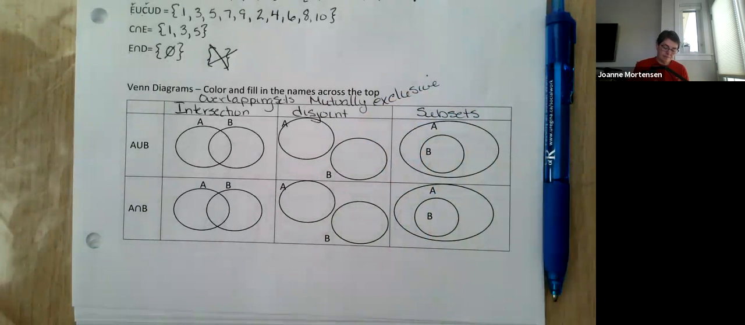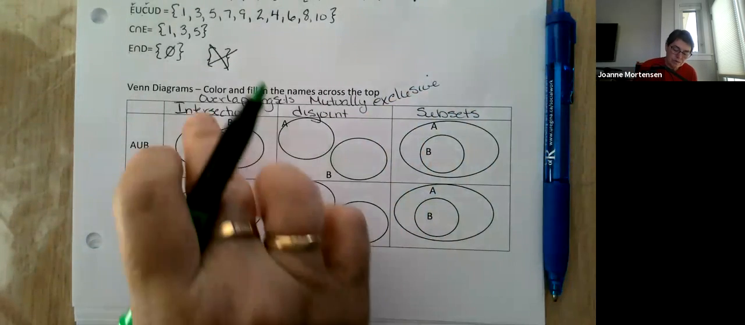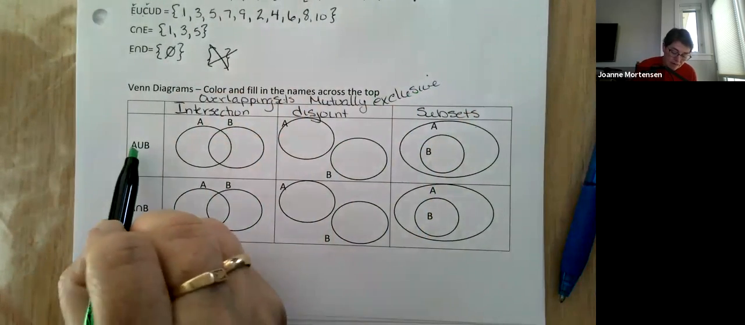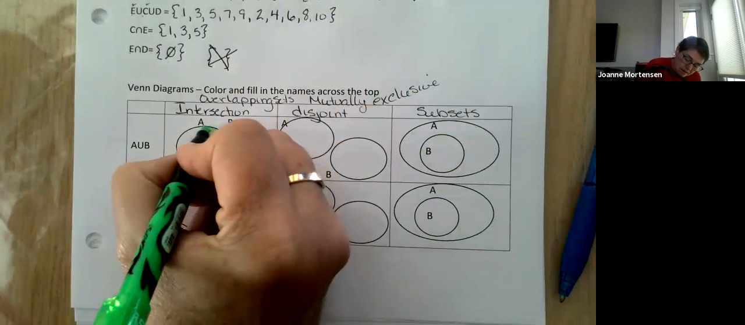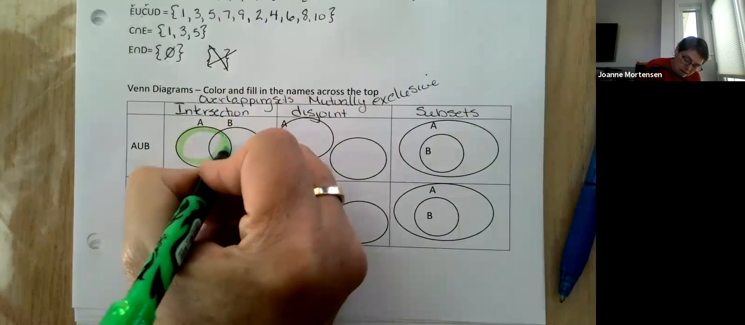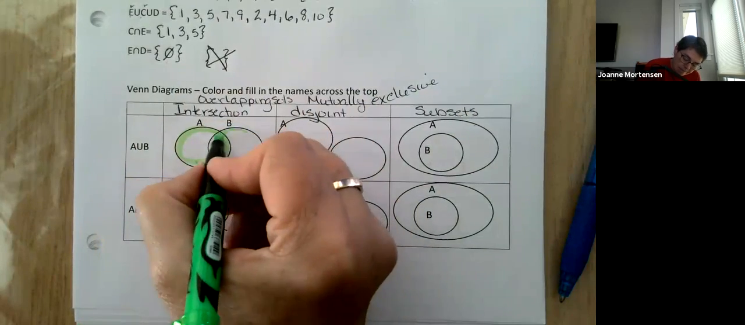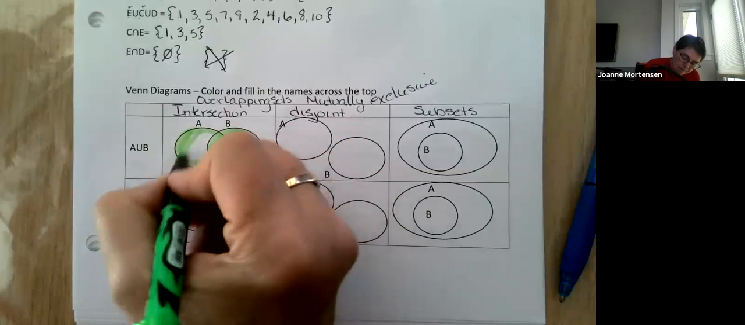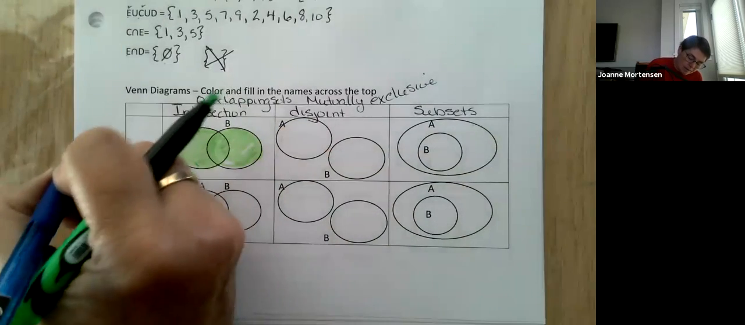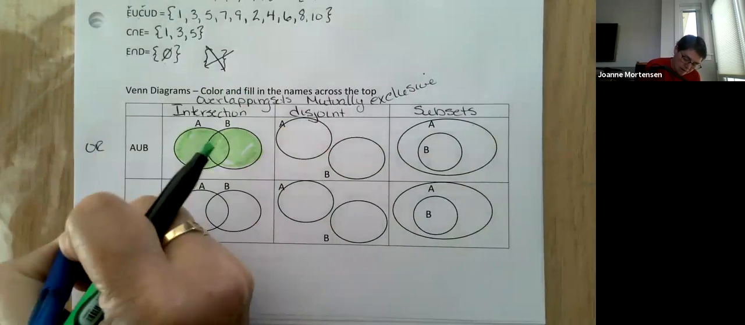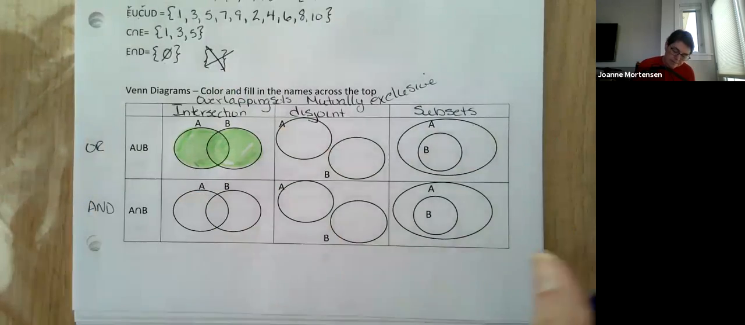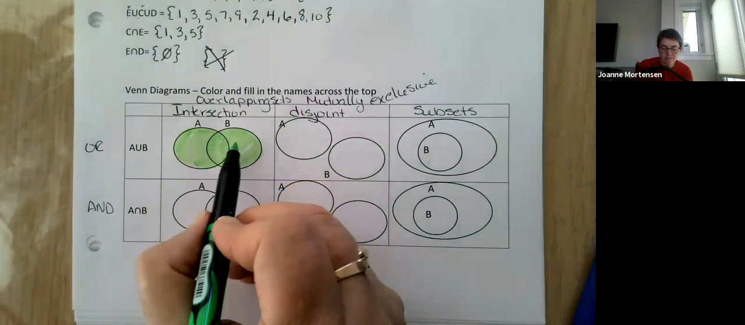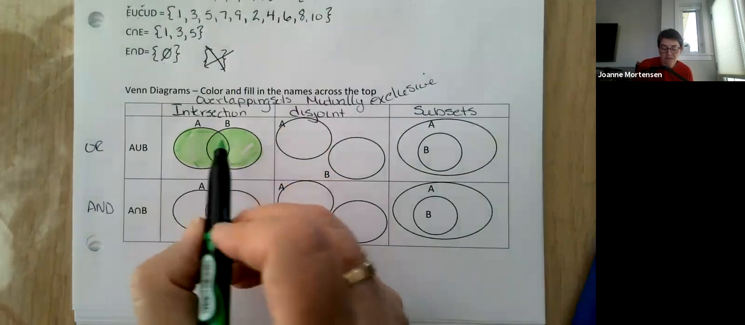All right. So these words just refer to how the two circles are arranged. And if we want the union, that means everything in A and everything in B. One way to think about it is use the word or here, and use the word and here. So A is good, B is good, A and B is fine, right?